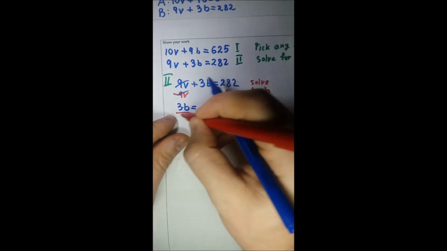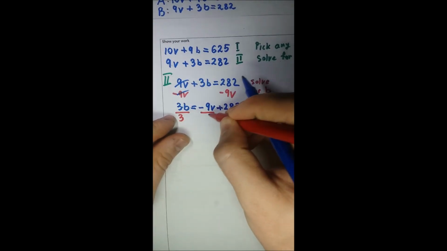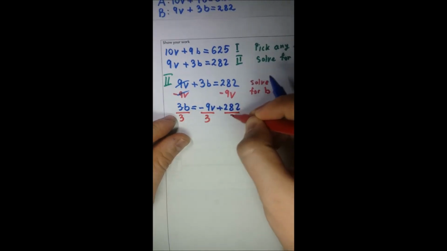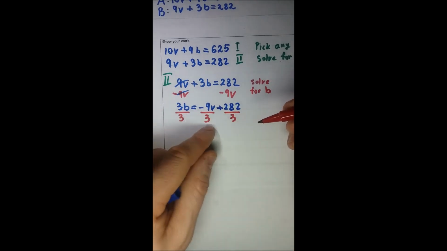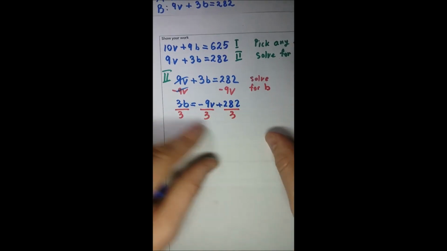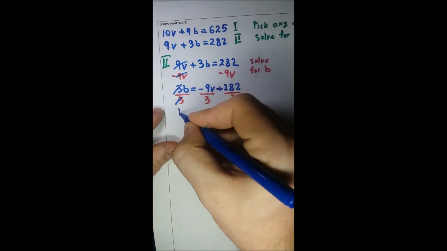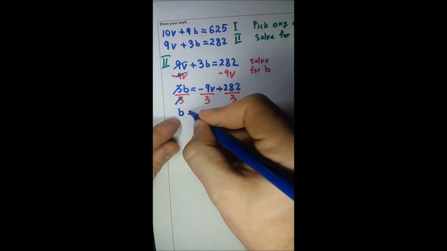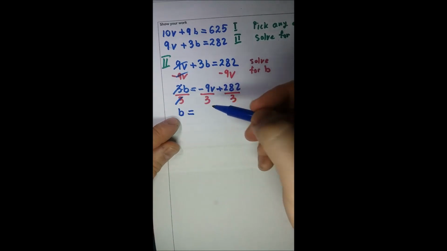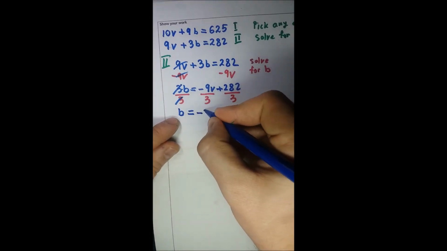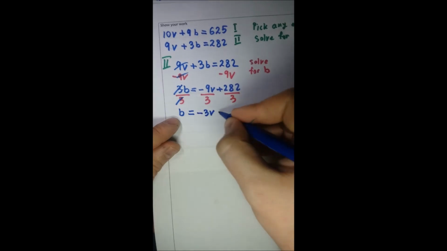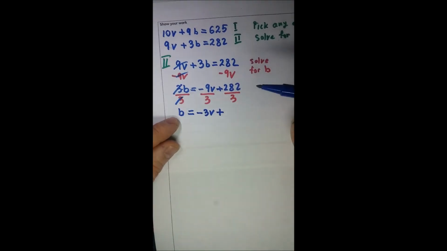Well, since there's a multiplication here, guess what we're doing? We are dividing everything by 3. Yes, don't forget that every single term needs to be divided by 3. Watch how easy this is going to be. B by itself equals, look, negative 9 divided by 3 is negative 3V, plus 282 divided by 3.